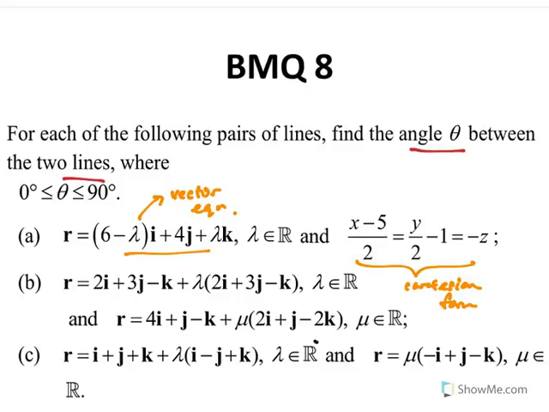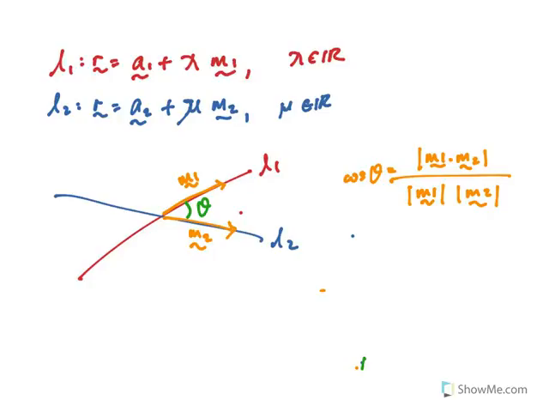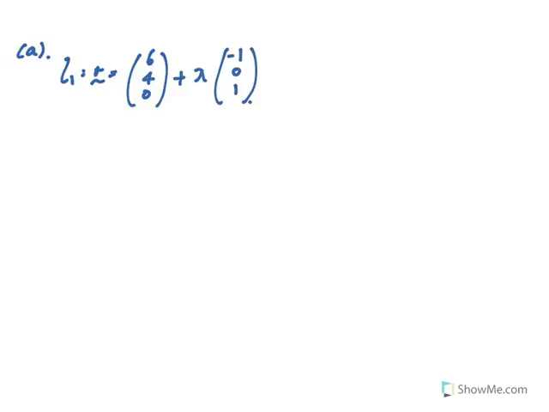Okay, so first one, part A. For the first line, the equation L1 is r equals 6, 4, 0, separating out all the position vectors, plus lambda times negative 1, 0, 1.